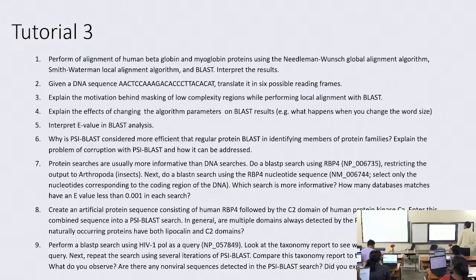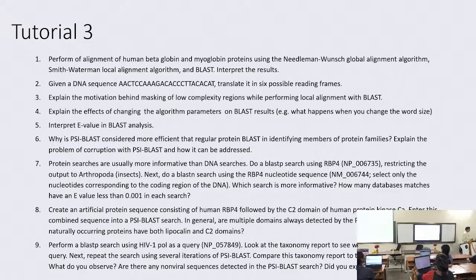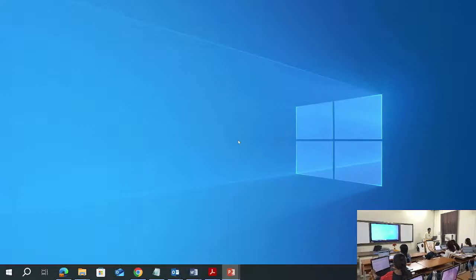Third question. Explain the motivation behind masking of low complexity regions while performing local alignment with BLAST. So what I will do is start the BLAST lecture and then come back to this.